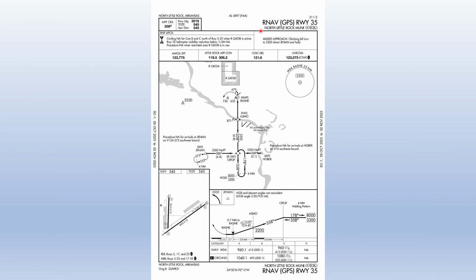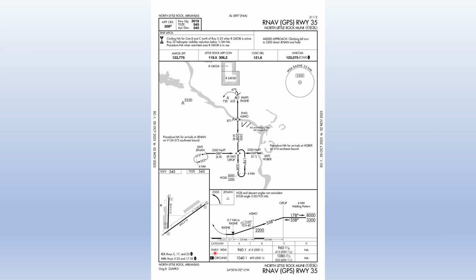So let's take a look at the RNAV GPS approach into runway 35 in North Little Rock. The identifier in that field is Kilo Oscar Romeo Kilo. We have an LNAV type approach, which we can shoot as an LNAV+V approach. It has an MDA of 960 feet for category A and B aircraft, visibility minimum of 1 statute mile, and then the height above touchdown of our MDA is going to be 415 feet.